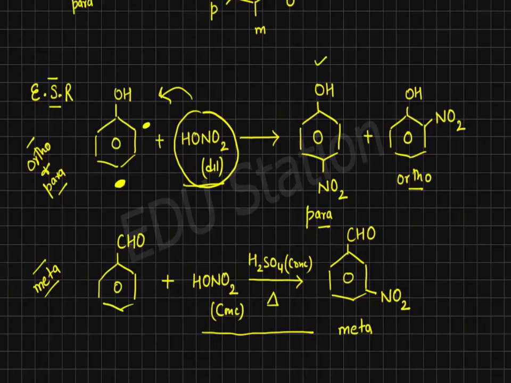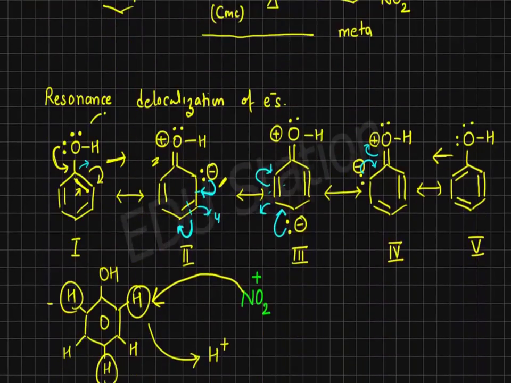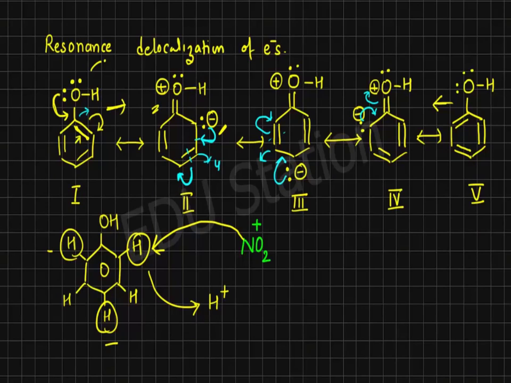These were our products. Nitro was at para or ortho. So, if you are asked why electrophilic substitution in phenol occurs at ortho and para positions, your answer is simply because of resonance in phenol, and when a group is giving electrons to the ring, like in this case, this is called plus R effect.